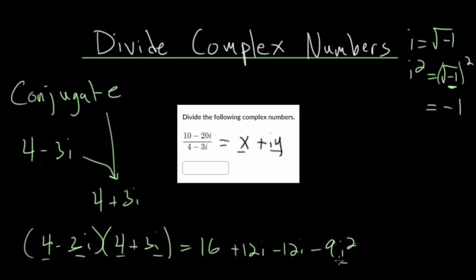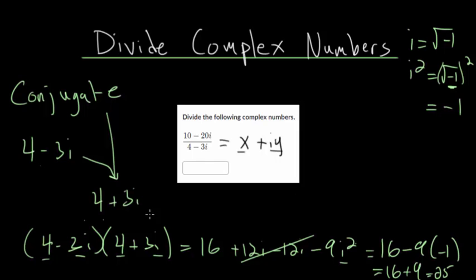So i squared is negative 1, which we can substitute in here. And so you get 16. These two terms cancel out. And then instead of minus 9i squared, you get minus 9 times negative 1, which just becomes plus 9. So 16 plus 9 is 25. The whole point of multiplying by the conjugate is that you get a real number, or effectively, you lose all the imaginary parts. So we're going to multiply the bottom by the conjugate. Whatever complex number you're dividing by, you will multiply by its conjugate so that the denominator ends up just being some normal real number.